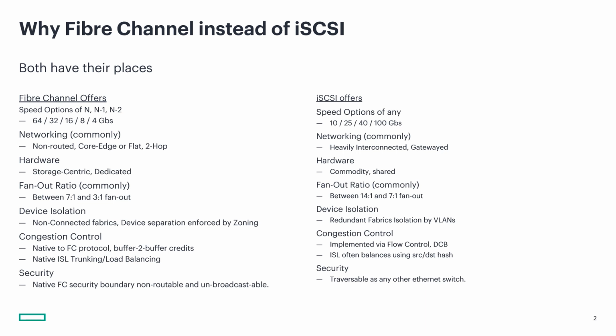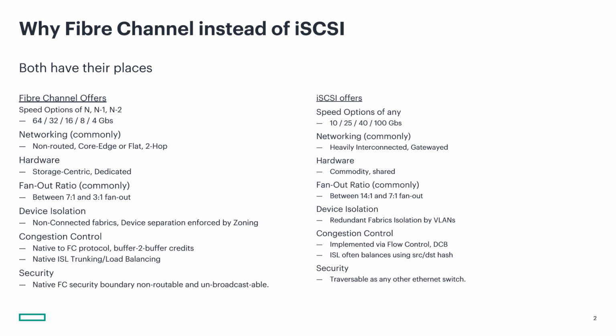I should also note that there's some differences in how you network them. Commonly, when people deploy iSCSI, they use commodity switches. They use heavily interconnected and gateway switches, and they carve out a section for iSCSI. Whereas with Fibre Channel, you are using dedicated storage-only switches. And you're going to find that they get deployed in a very different way. It's usually a very flat network. It's usually an isolated network. It's a non-routed network. You almost never go more than two hops. So it's a very tight network that's designed to be very, very redundant. It's very storage-centric. It's dedicated hardware. It's very rarely deployed in shared infrastructure.